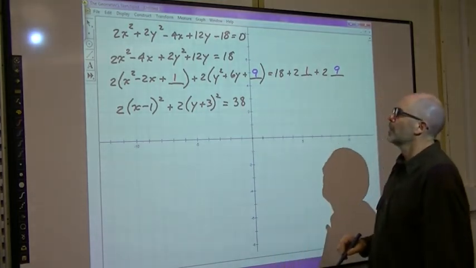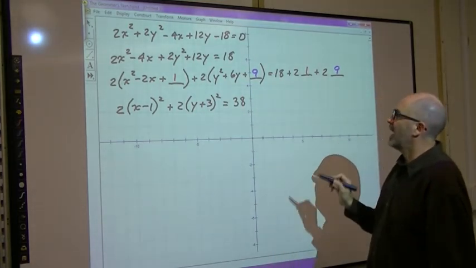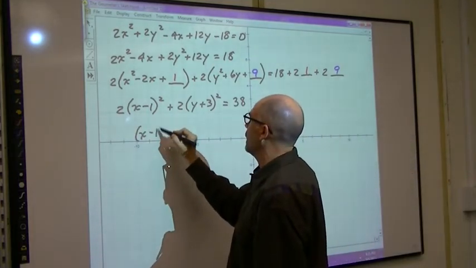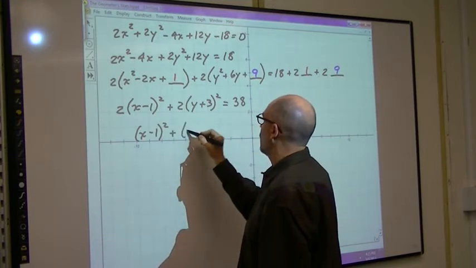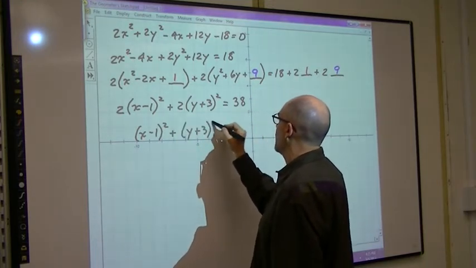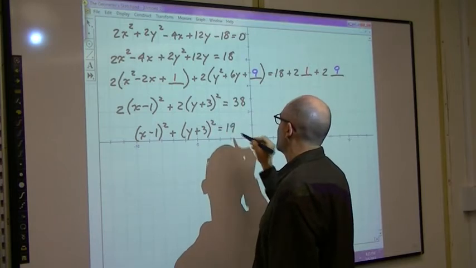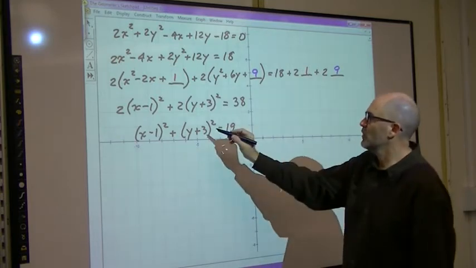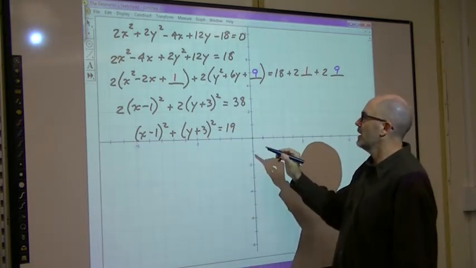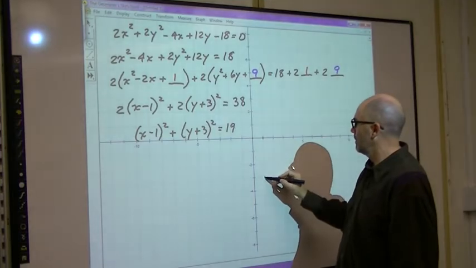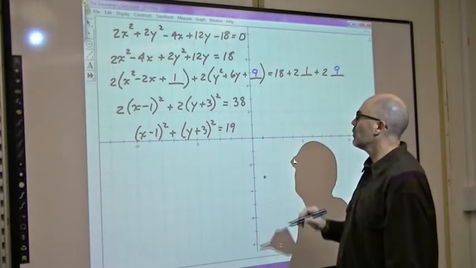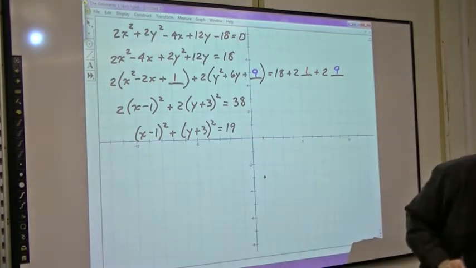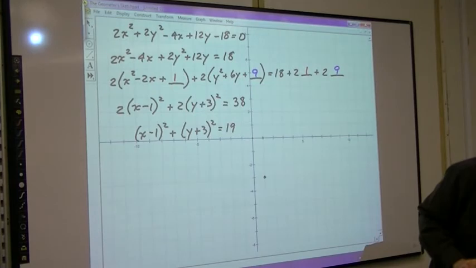Okay, so now what I'm going to do is divide out the 2's, and so I have (x − 1)² + (y + 3)² = 19. So what that tells me is my center is (1, −3), and my radius is the square root of 19. See if I even did that right. Yeah, that's right.